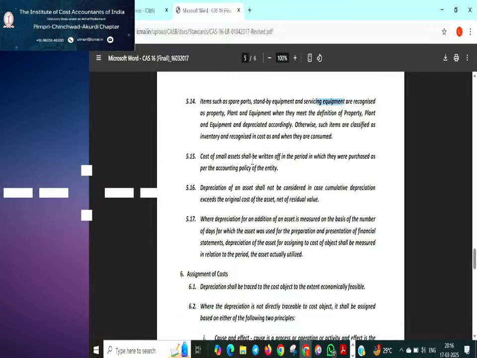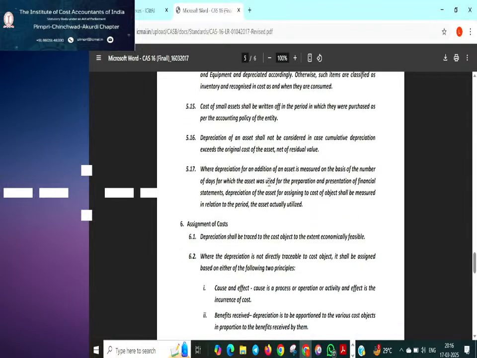Cost of small assets shall be written off in the period in which they were purchased, as per the accounting policy of the entity. Like if you use calculators, okay, a calculator is purchased for the purpose of calculation and it's like an asset, but you cannot show a calculator in your balance sheet. Those are all cost of small assets. So it will be written off or expensed off in the same year. It will not be depreciated or held in the balance sheet for the purpose of depreciation.